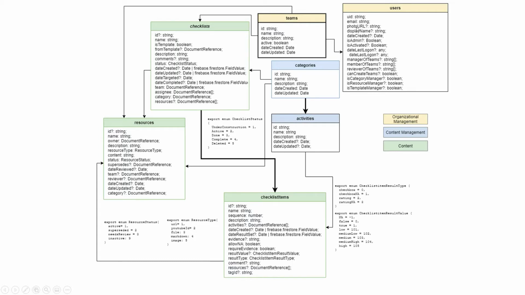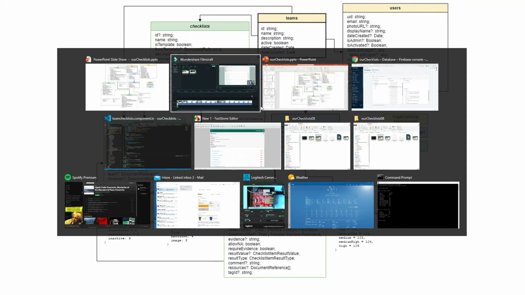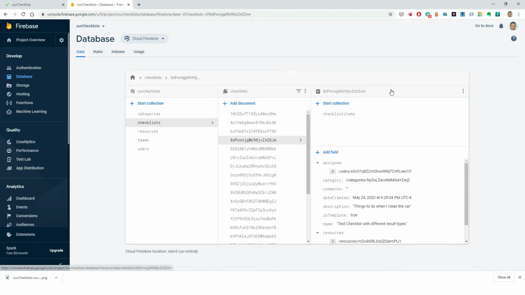The other thing I did while I'm in here is I added a lot of flags onto the user record to say things like the user can act as a category manager, as a resource manager, as a template manager, to tell me whether that user has special rights. And again, that made things a lot easier. Let's have a look at an example of using the document reference.